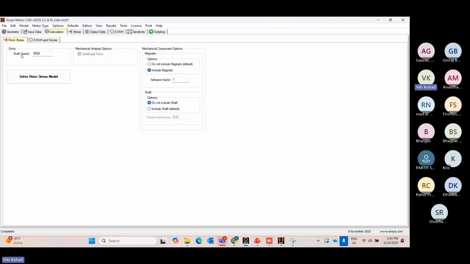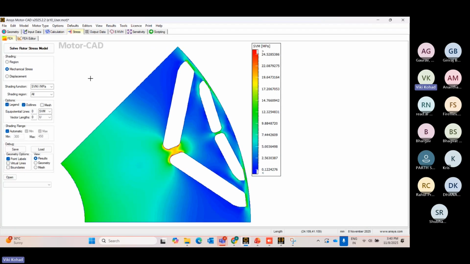Okay, and here the rotor stress is there. Rotor stress, shaft speed 500. First we will calculate the stress value. Do not include magnets. And here it will give the stress value. So it is a simple calculation that you are doing in Motor-CAD. Here the stress value at these positions, the maximum value of the stress is 24.5 megapascal. So right now the magnets are not there.